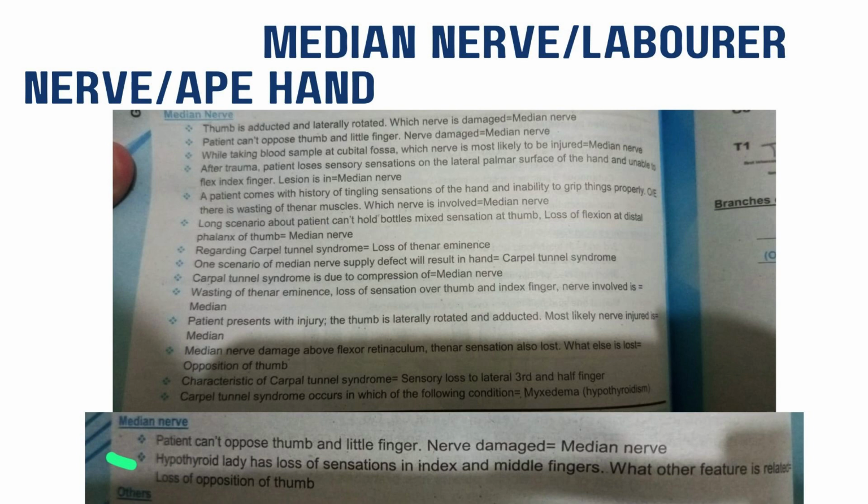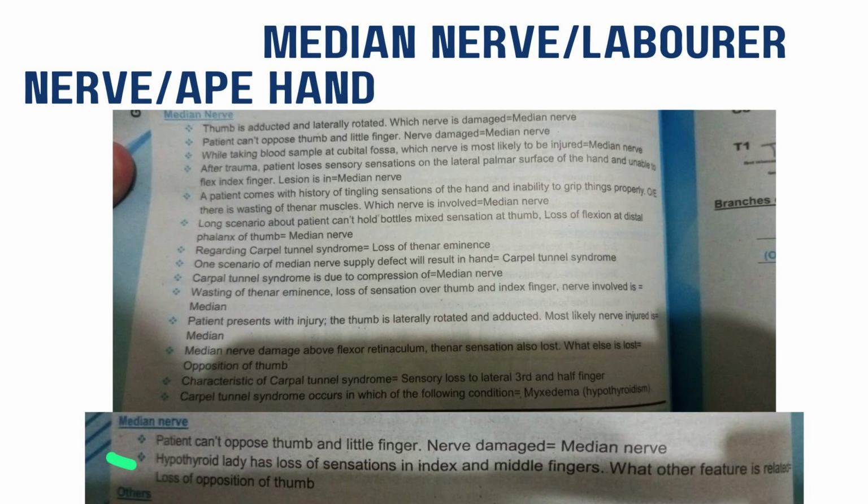While taking a blood sample at cubital fossa, which nerve is most likely to be injured? And the answer is going to be median nerve. Patient lost sensation on the lateral palmar aspect of the hand and is unable to flex the index finger, and that is going to result from a lesion in the median nerve. A patient comes with a history of tingling sensation of the hand and inability to grip things properly, and there is wasting of thenar muscle. So whenever there is wasting of thenar muscle, that results from median nerve damage.